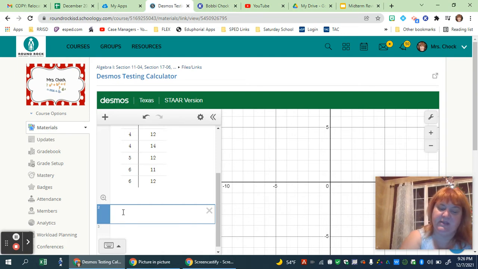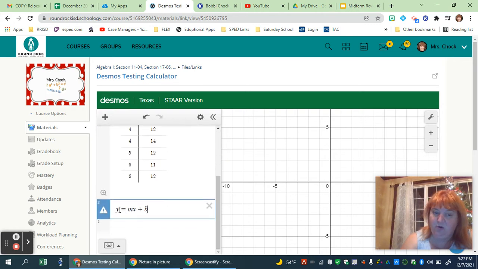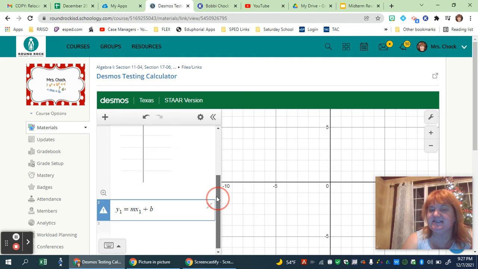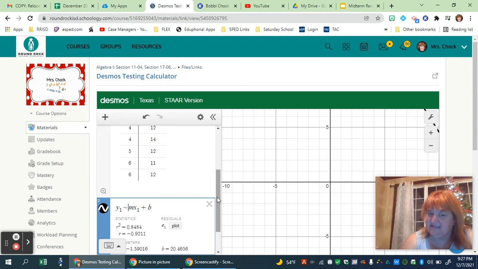Now, if I just put in y equals mx plus b, it's not going to show me anything. But if I remember, this is x1 and y1. So I need to put y1 and x1. And then I can't use an equal sign because it's not going to be exact. So I need to use a tilde. A tilde. There it is.